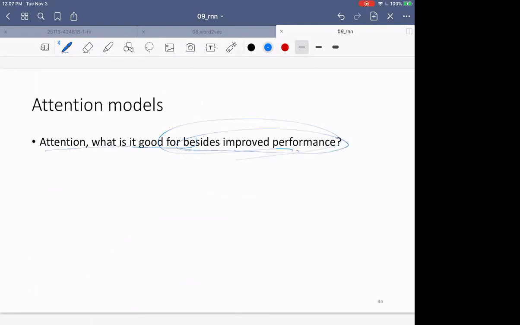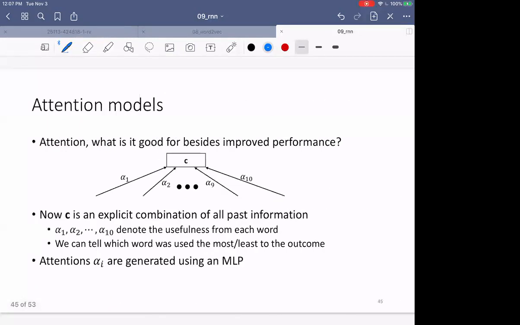Once you apply the attention mechanism, the good thing is that C is now an explicit combination of all past information. The alphas denote the usefulness of each word. As I said, alpha 1 plus alpha 2 plus all the way to alpha 10 should sum to 1. So the model has to distribute its attention nicely so that it can capture the information from all time steps. And if you interpret the alphas, you can see which time step or which word was the most important for your prediction.